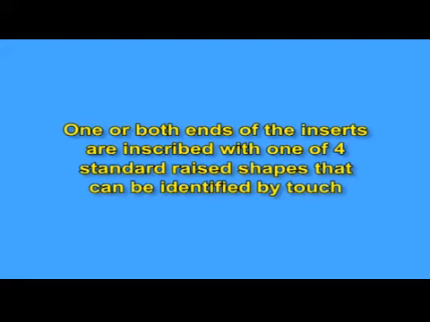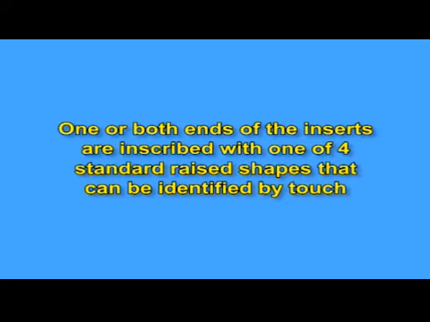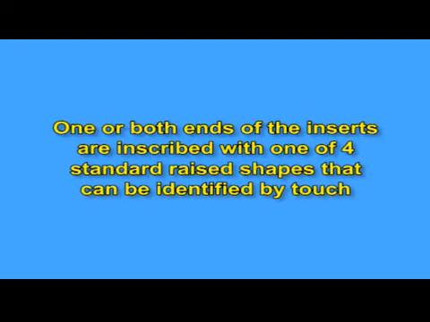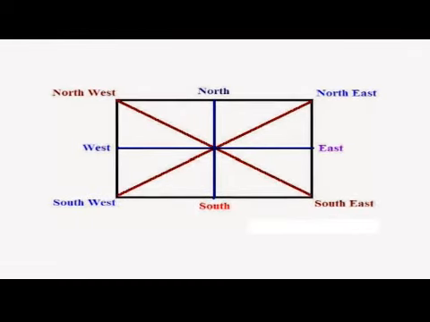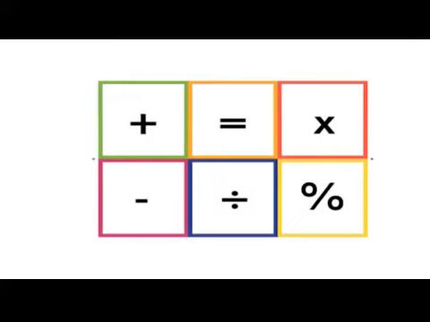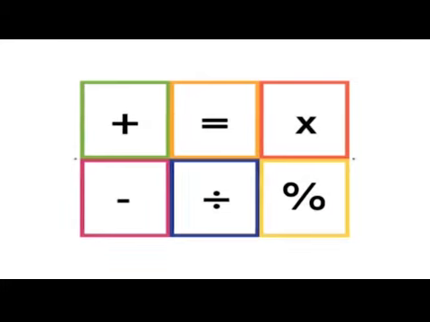One or both ends of the inserts are inscribed with one of the 4 standard raised shapes that can be identified by touch. The 4 shapes and the 8 directions in which they can be positioned make for a total of 32 combinations which are assigned uniquely to numerals, mathematical symbols and operators. A sequence of shapes on a sequence of inserts so placed can thus represent a number of mathematical expressions.